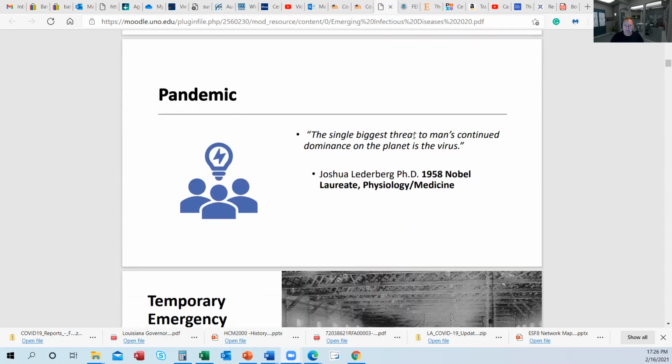The single biggest threat to man's continued dominance of the planet is the virus. That was said in 1958. That's true today. And the best way to understand how quickly a virus can bring the world to its knees is just to look at COVID-19. And COVID-19, to be quite honest, is deadly. It has claimed hundreds of thousands of lives.